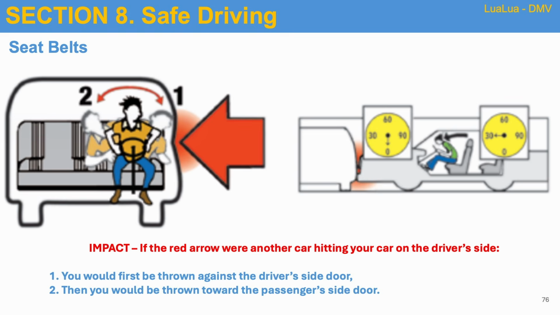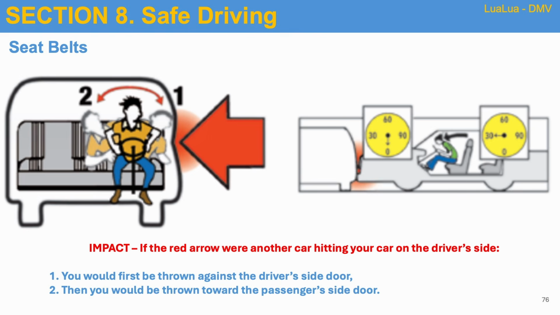Protect yourself and your passengers. Seat belts. You and your passengers must wear seat belts. You can get a ticket if you do not. If your passenger is under 16 years old, you can also get a ticket if they are not wearing their seat belt. Wearing the lap belt and shoulder harness of a seat belt will increase your chance of survival in most types of collisions. This image shows what can happen in a collision.